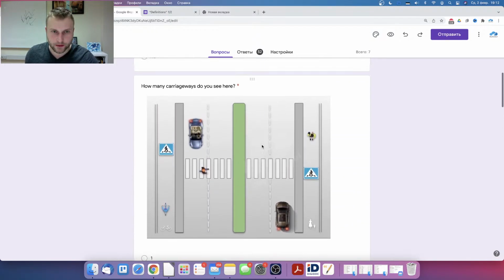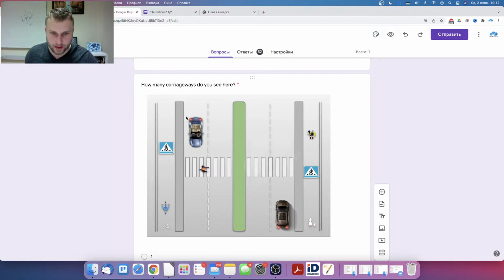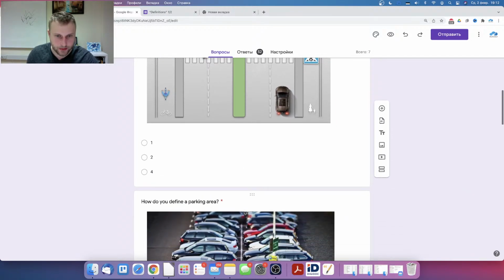On the second picture, we can see two carriageways in two different directions, and it's divided by the dividing strip in the middle. So maybe it will be easier for you to remember it like this. If the carriageway is divided inside by something, then you can count them as two carriageways, not one. So it should be divided.